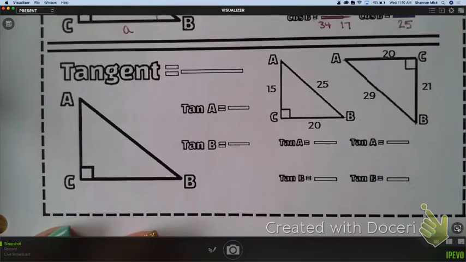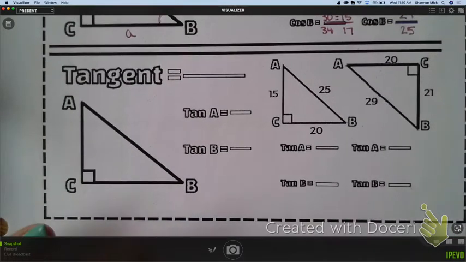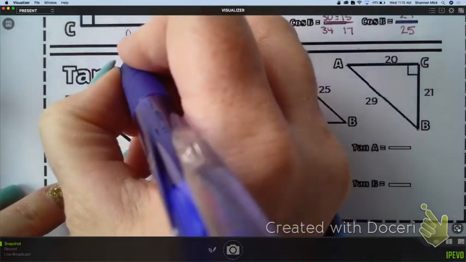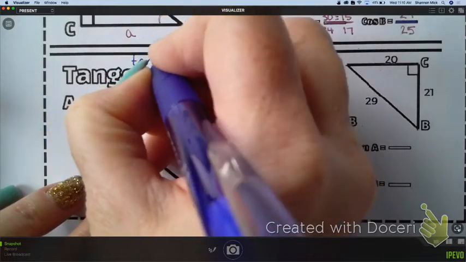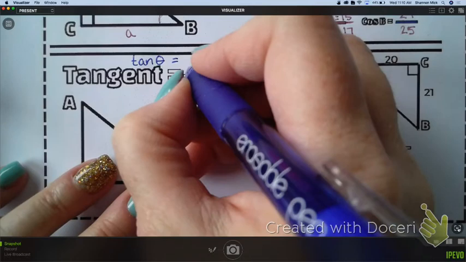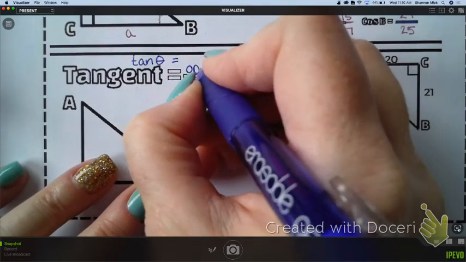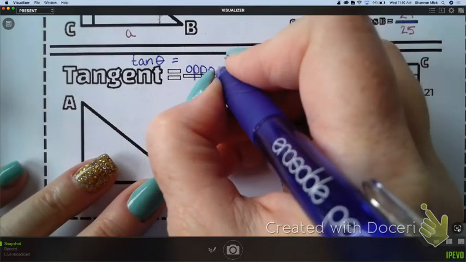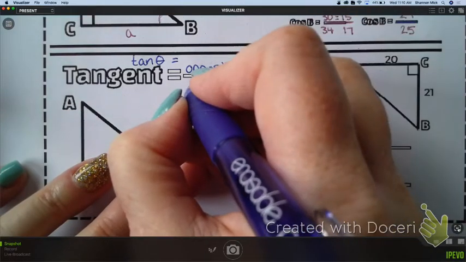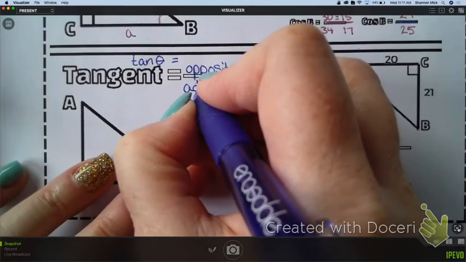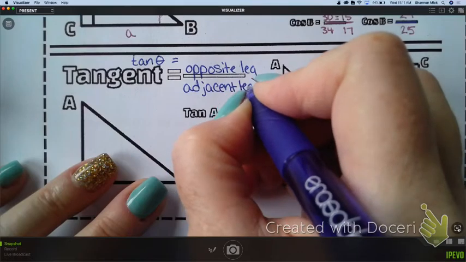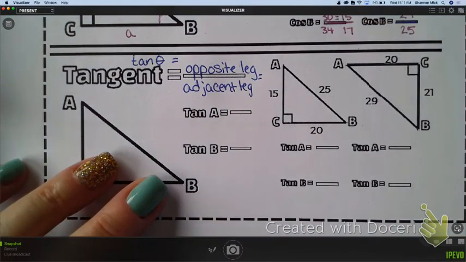Okay, tangent. You guys ready for it? Excited? We didn't do it before now. Tangent of theta is opposite leg over adjacent leg. Guess how we abbreviate it?